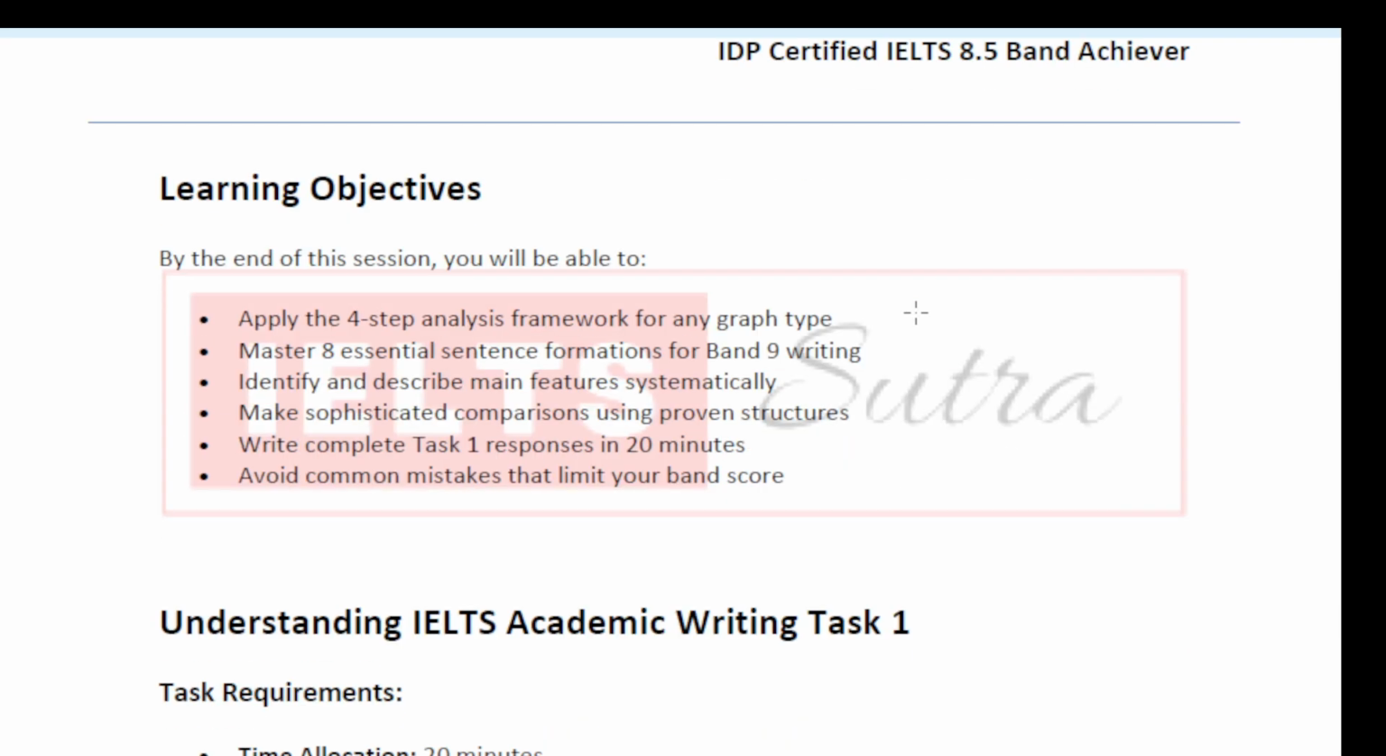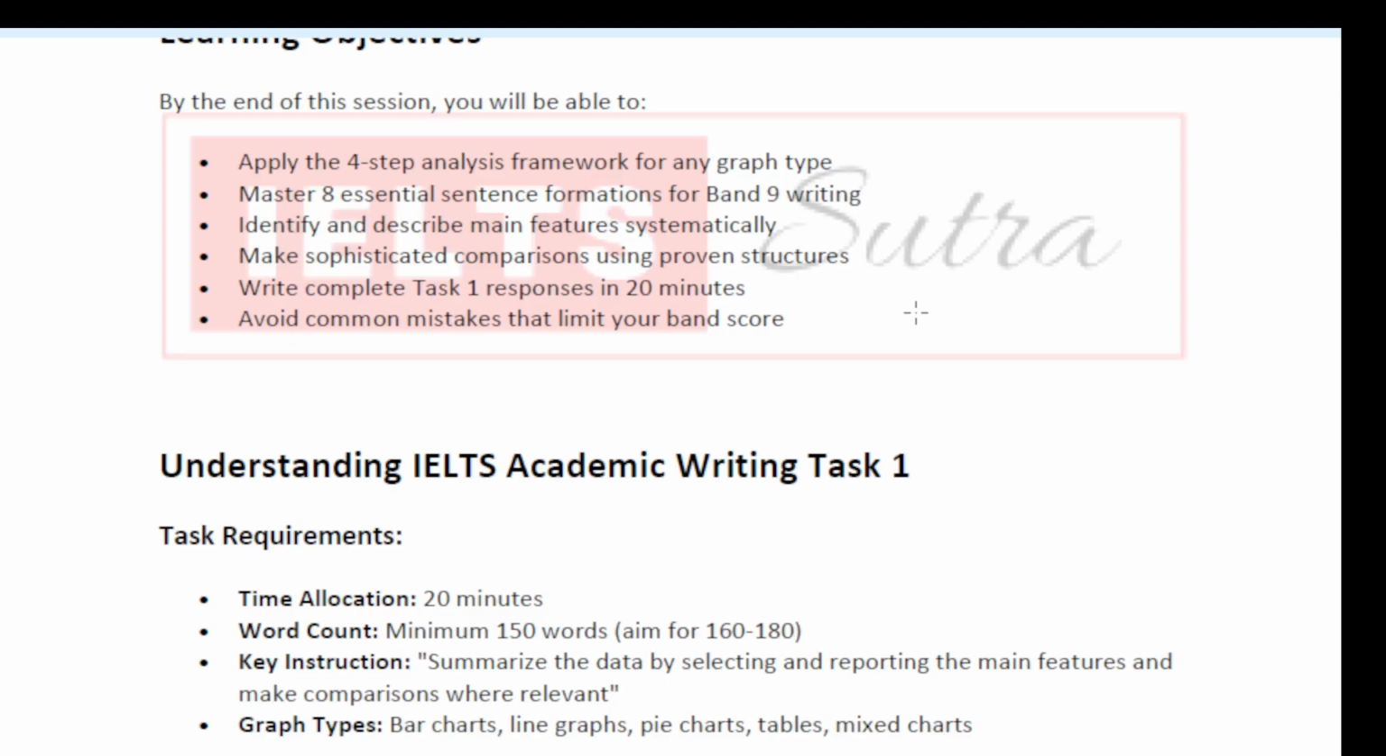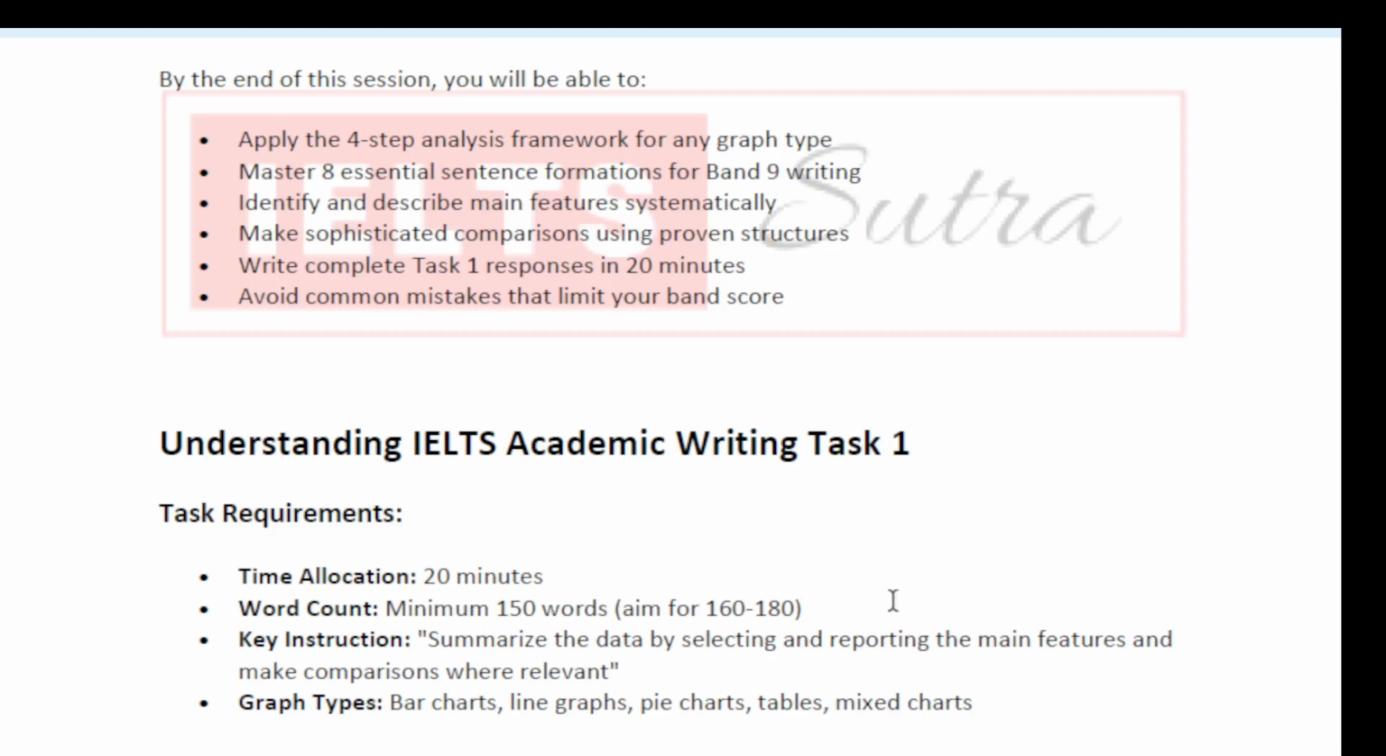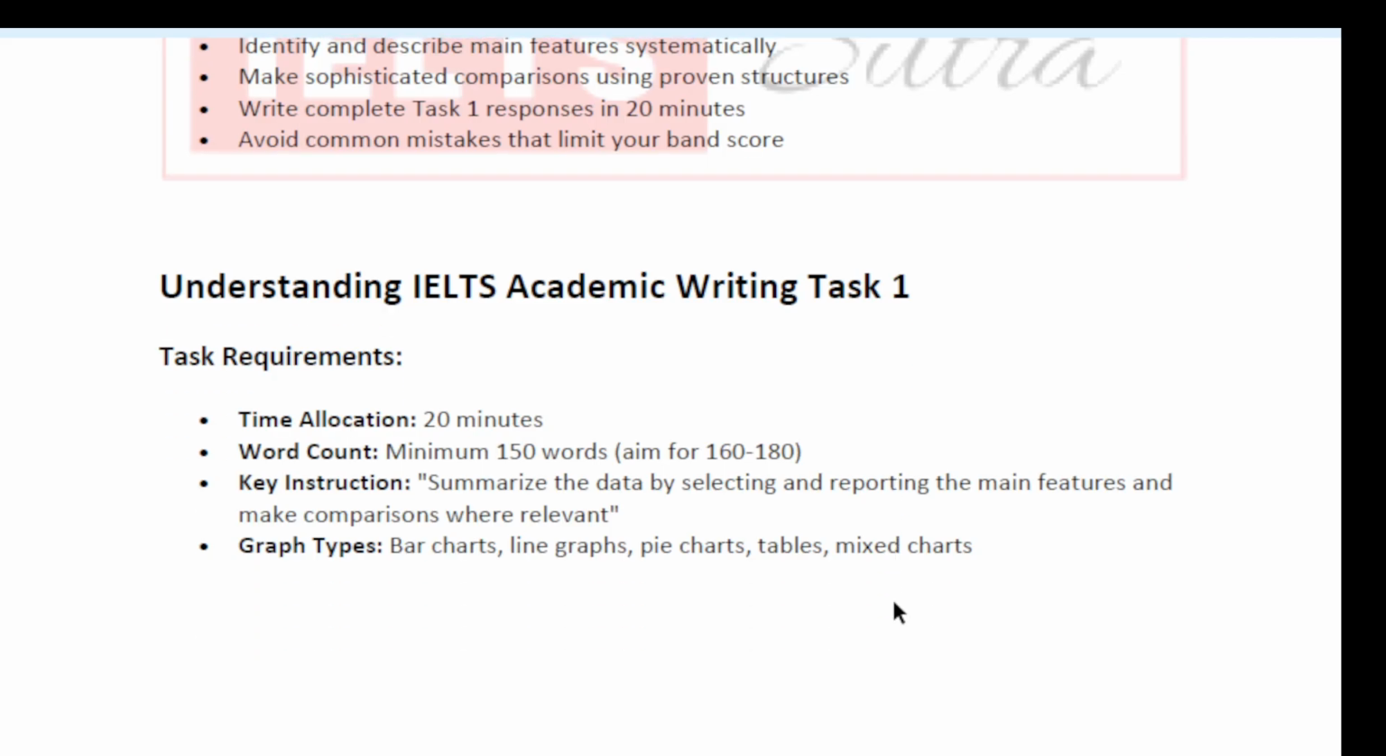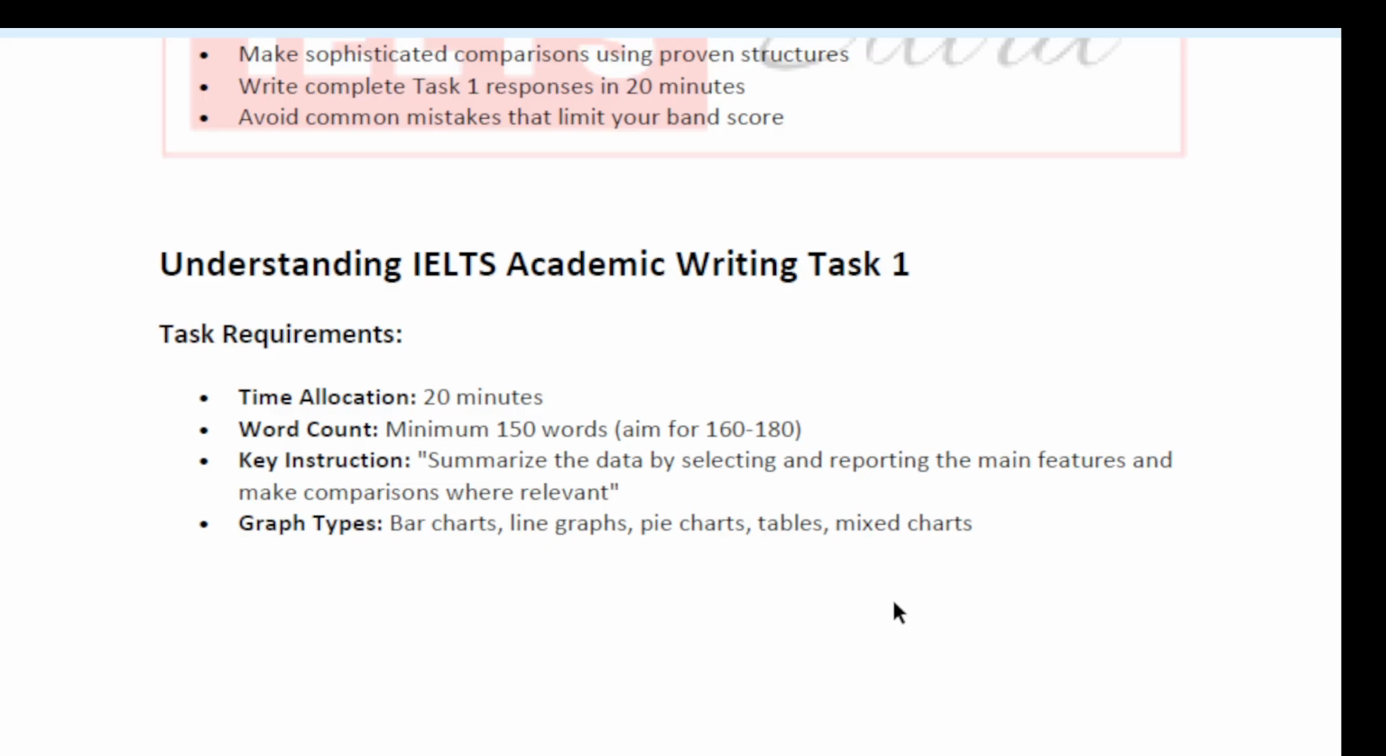Let's get started. Before moving ahead, let's start understanding the requirements of the task. As you know, in case of task 1, we have 20 minutes to write it. So the time allocation only allows you 20 minutes. Ideally, you should be only spending 20 minutes on writing task 1. The minimum word limit is 150. However, I would say that you should aim for 160 to 180 words, considering the fact that if you write only 160 to 180 words, then only you will be able to hit the mark of 150 words.